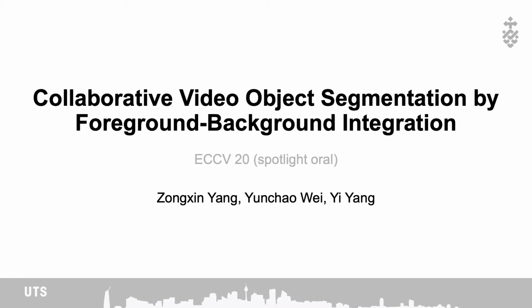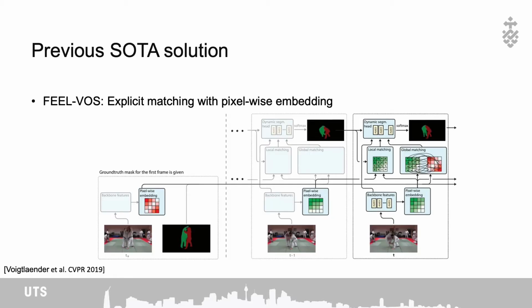So the first is collaborative video object segmentation by foreground and background integration. This work was published in ECCV 2020. This is the most related work to us, which is from Google. This work proposes to perform explicit matching with pixel-wise embedding for VOS.